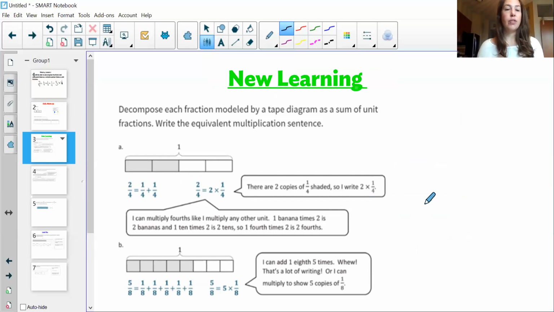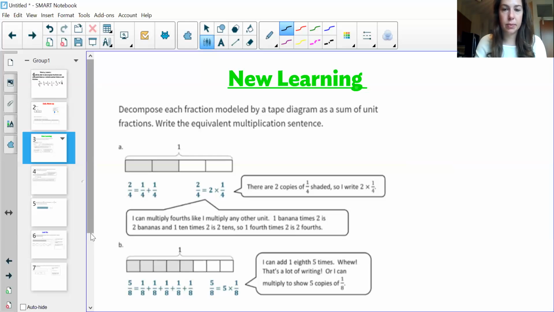So here it says the first example problem is we need to decompose each fraction modeled by the tape diagram as a sum of unit fractions and then write the equivalent multiplication sentence. So the first fraction here is 2/4, and they wrote the 2/4 right here. 2/4 is the same as 1/4 plus 1/4 because I have 1/4 shaded and then another 1/4 shaded. Next, we're going to write that as a multiplication sentence. Since I have 2 groups of 1/4, I can rewrite that as 2 times 1/4. Or I have 2 copies of 1/4 shaded, so you can write it as 2 times 1/4. Groups or copies, it means the same thing.